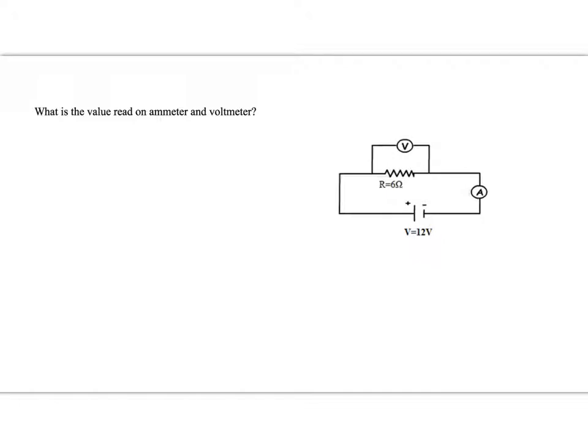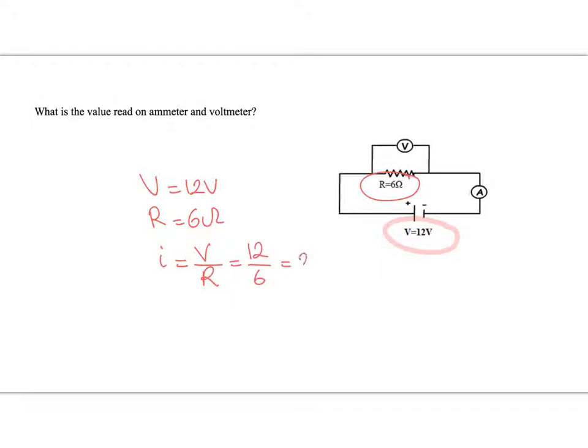Let's apply Ohm's law to a simple example. Let's find the values read on the ammeter and the voltmeter. You see that there is a battery with a voltage of 12 volt, and we have only one resistor with a value of 6 ohm. So from this, the current is equal to voltage over resistance, 12 over 6, which is equal to 2 ampere. So you see the ammeter is measuring the current passing through the resistor with the value of 2 ampere.